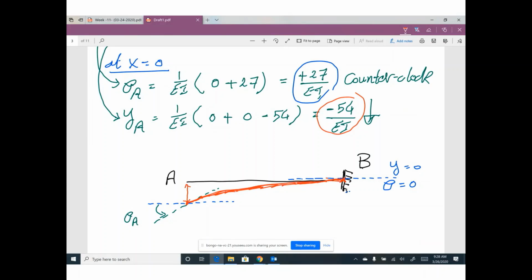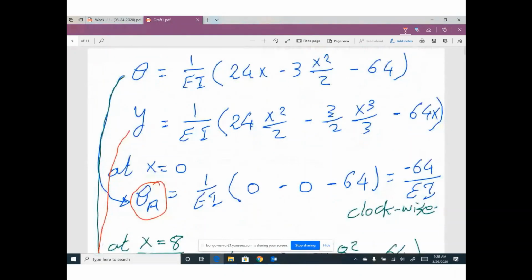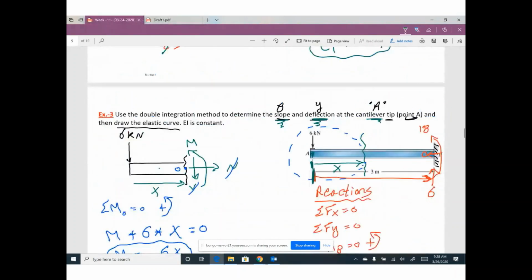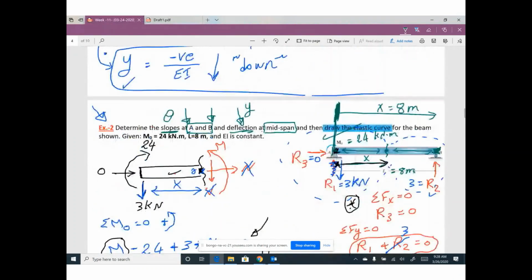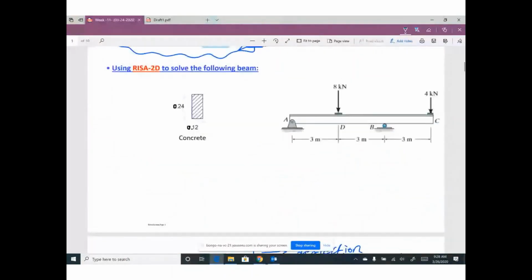Please draw the elastic curve, a smooth curve. This curve is called the elastic curve. Guys, I would like to remind you of something very important. Do you remember last time when I solved this beam? Do you remember?